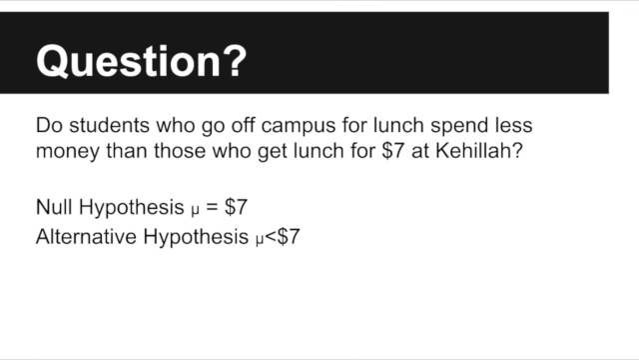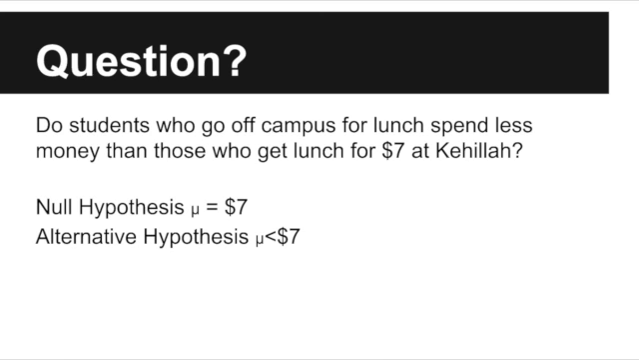The null hypothesis would be that there is no change in the amount of money spent on campus and off campus. In other words, off-campus lunch would have a mean of $7, so we write that mu equals 7. Our alternative hypothesis is that students spend less money on off-campus lunch. So we write that our null hypothesis is mu equals 7, and our alternative hypothesis is that mu is less than 7.